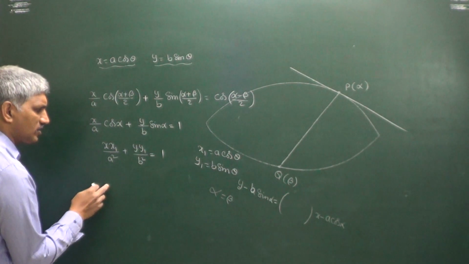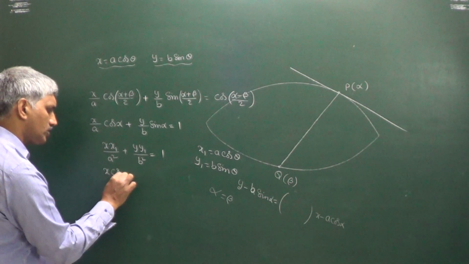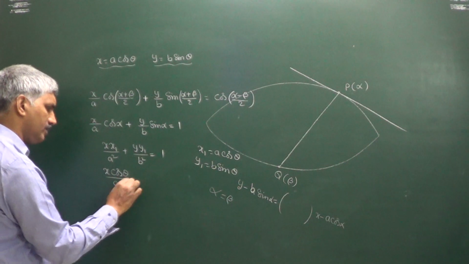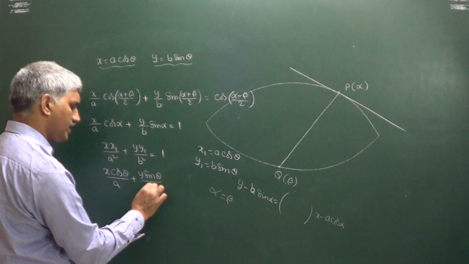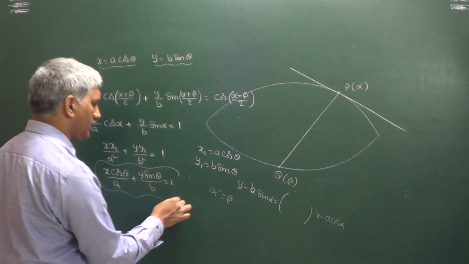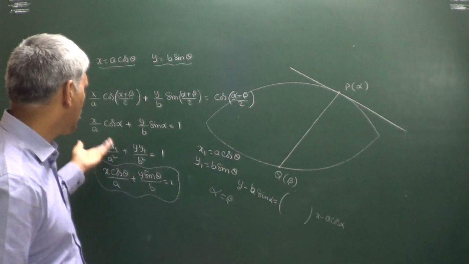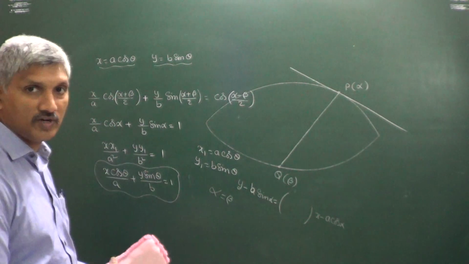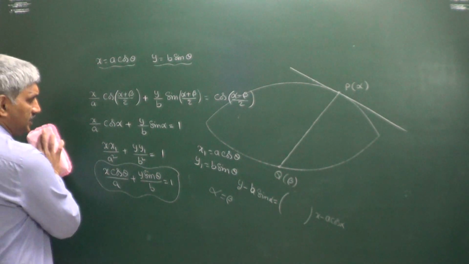Then what happens? In place of x1 we are writing a cos theta, a cancels. Then we will get x cos theta divided by a plus y sin theta divided by b is equal to 1. So this is the equation of the tangent to an ellipse at theta. If it is theta, you will get theta. If it is alpha, you will get alpha. So this is the parametric equation of a tangent.